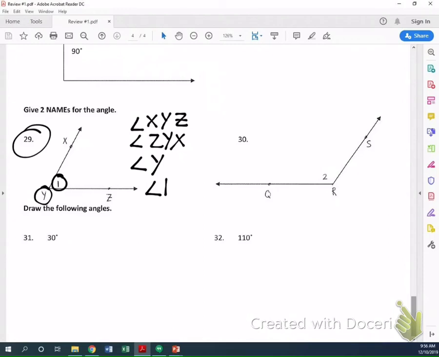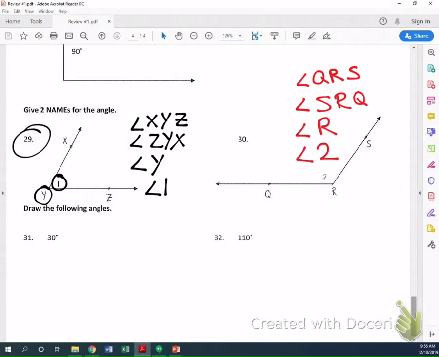All right, 30. You could go angle QRS. Good. Then flip it. So SRQ. Good. What is angle R? Angle R, or angle 2? Angle 2. Good.